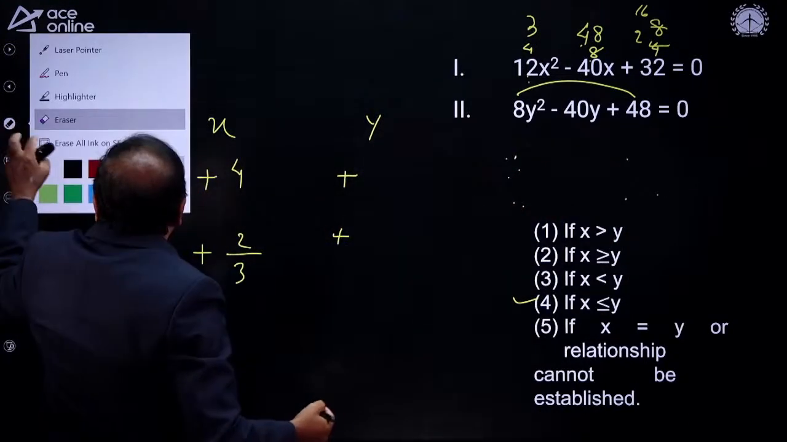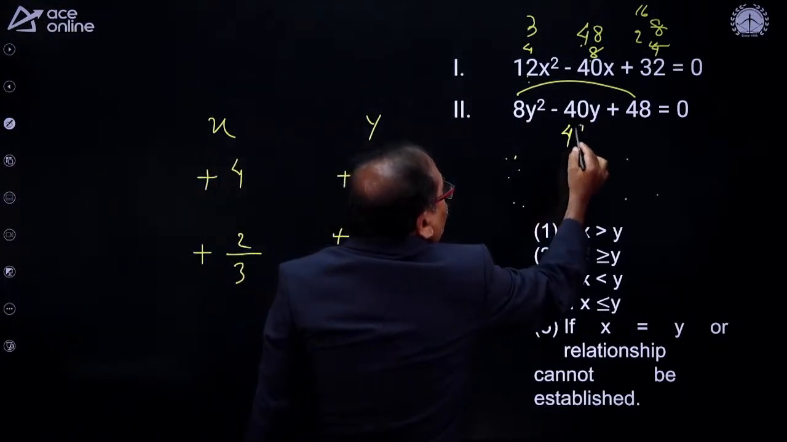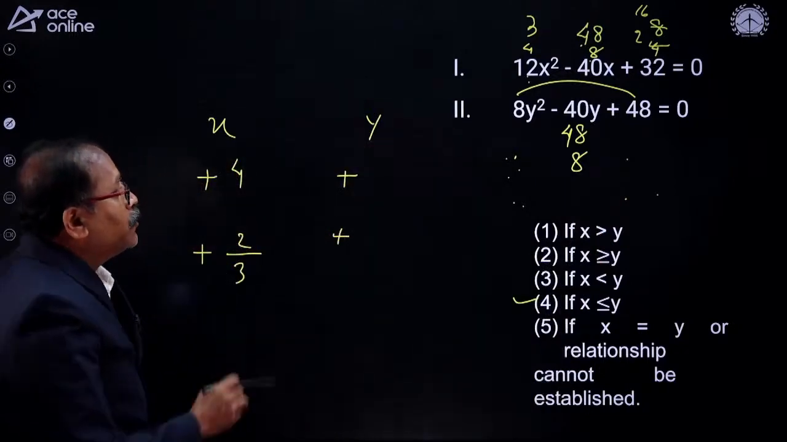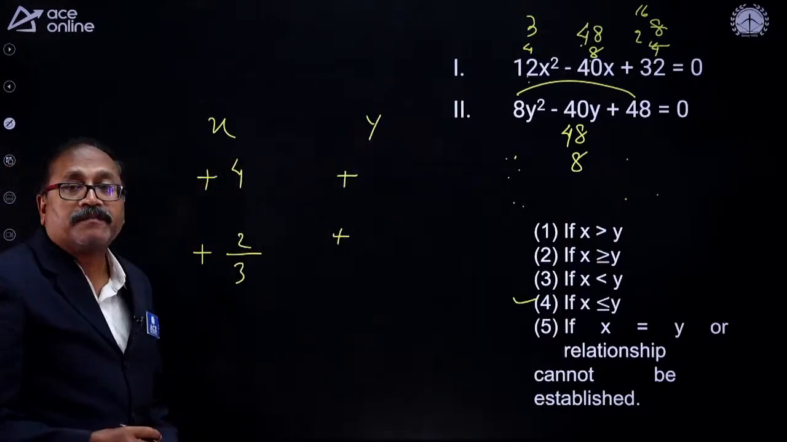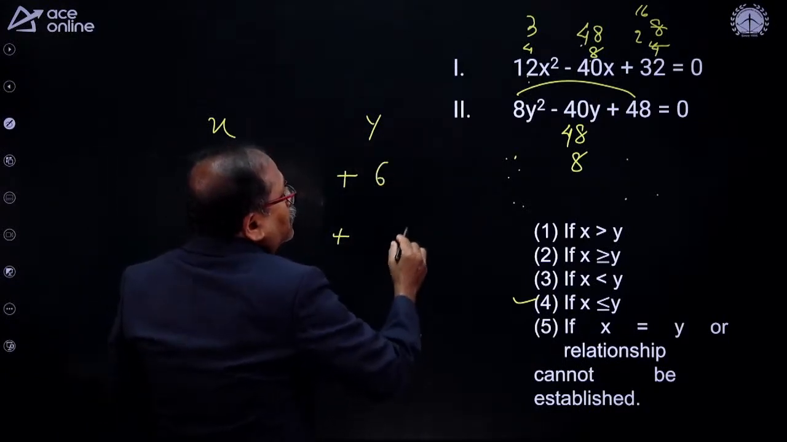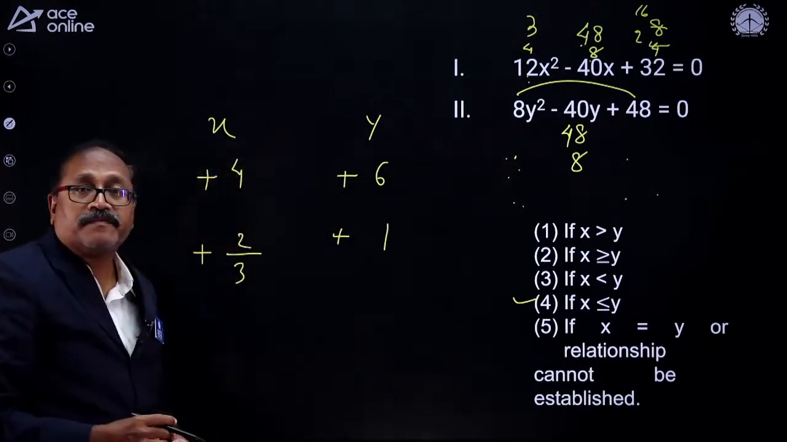48 minus 8 is clearly visible. I missed that. So I can write this down as 48 and 8. Then 48 divided by 8, how many times does it come? 6 times. 48 divided by 8. 8 divided by 8, it is 1.